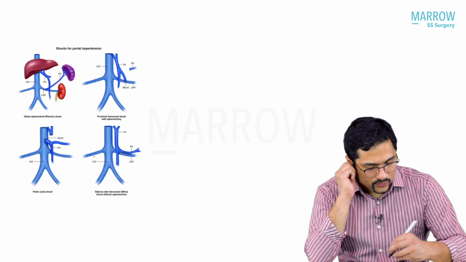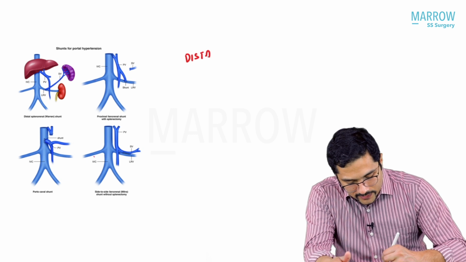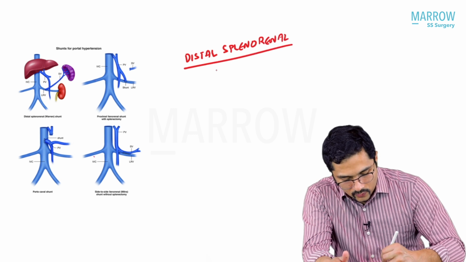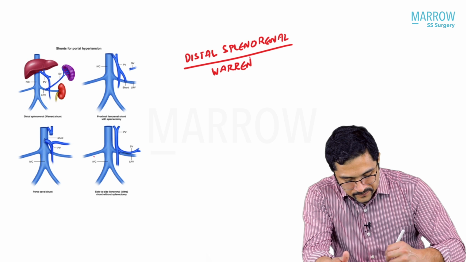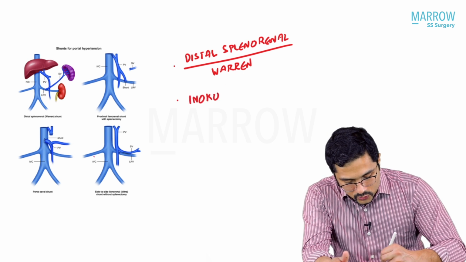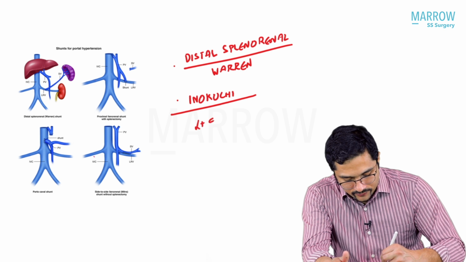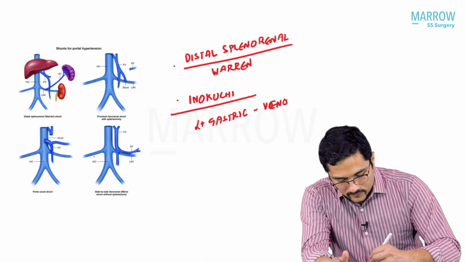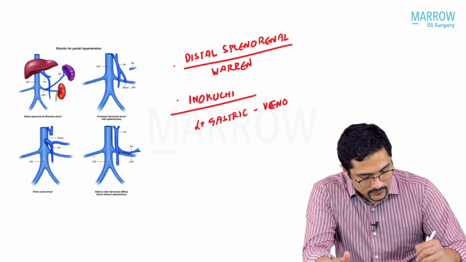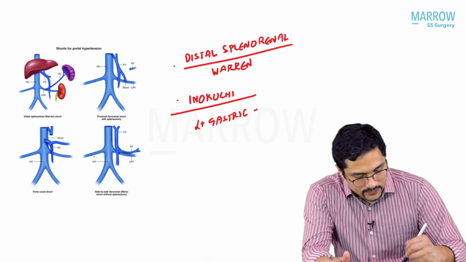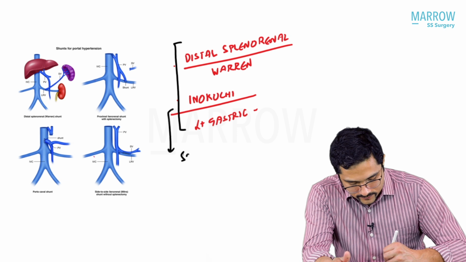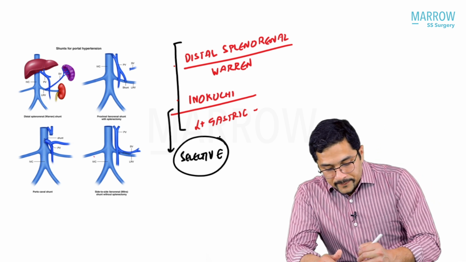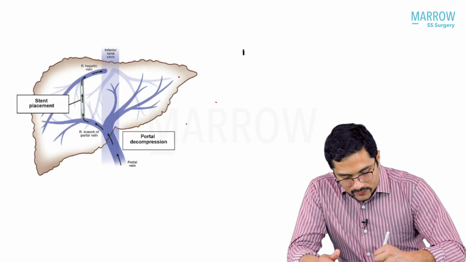These are the various shunts. Distal splenorenal, also known as Warren shunt, and the Inokuchi shunt, which is the left gastric shunt. These two are also selective shunts, like the Warren shunt. TIPS is also an example.